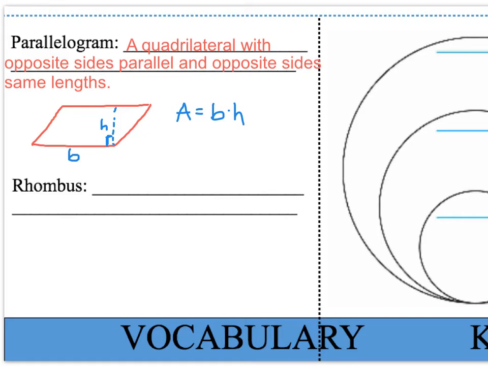If they ever give you a number on the slanted sides, please make sure you ignore those numbers. You do not use those numbers. Those numbers are not the height or they're not the base.